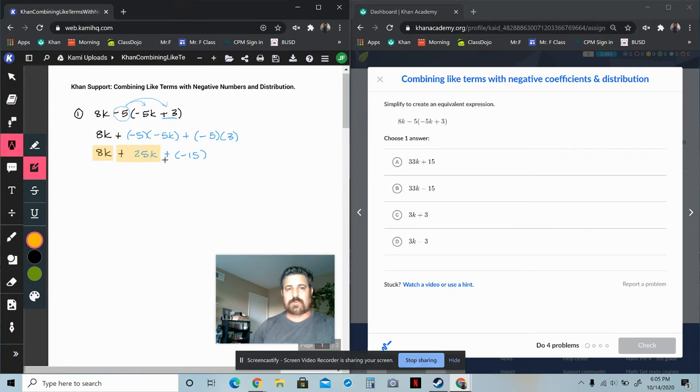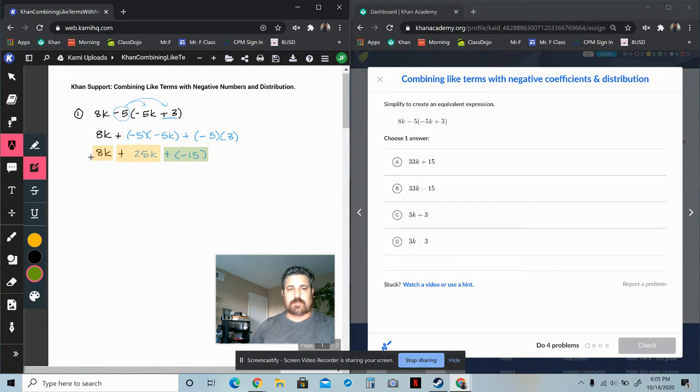By this point, I think you're hopefully comfortable enough that you realize that plus and negative is the same as take away 15, right? I call that true sum, and it's one sign in front. If you wanted to still use addition and think of it as addition like this, that's obviously fine too. This is 8k plus positive 25k plus negative 15.